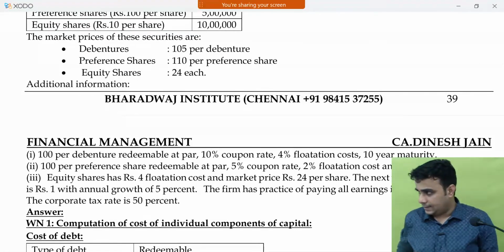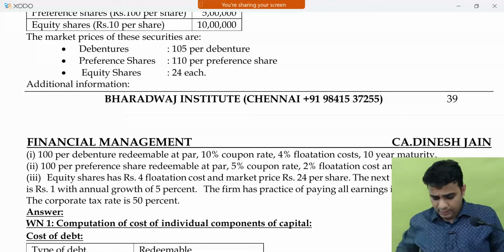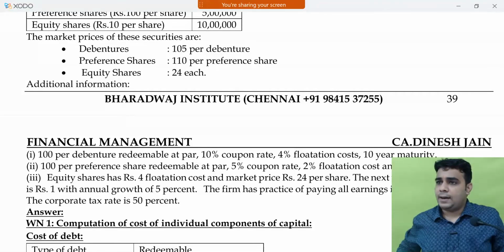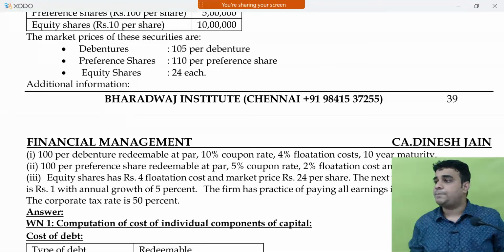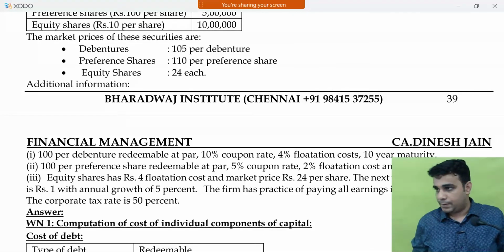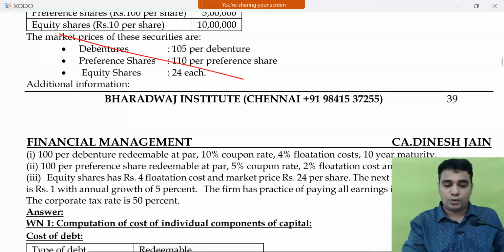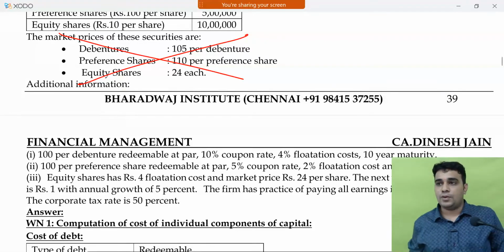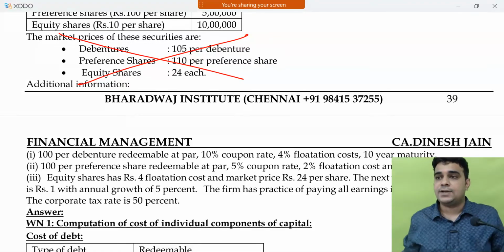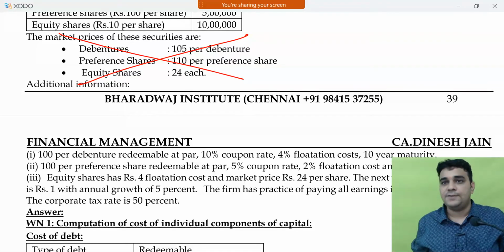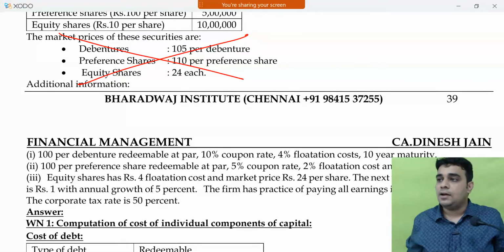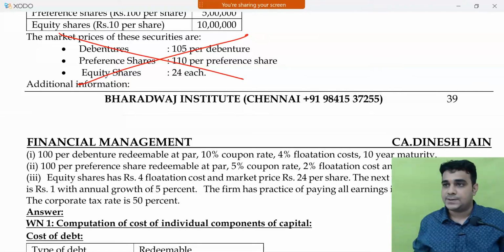So some data is there in the question. Now, I am required to calculate a WACC. For that, the first step is calculating the cost of individual components of capital. When you do cost of individual components of capital, don't look at this information. This will unnecessarily try to complicate things for you. This information is not going to help me in calculating cost of individual components of capital.